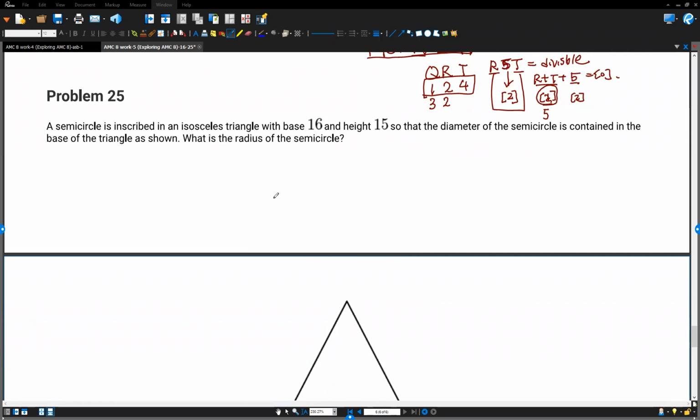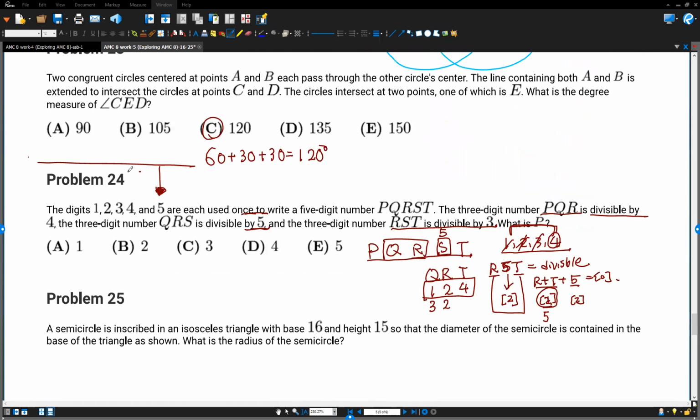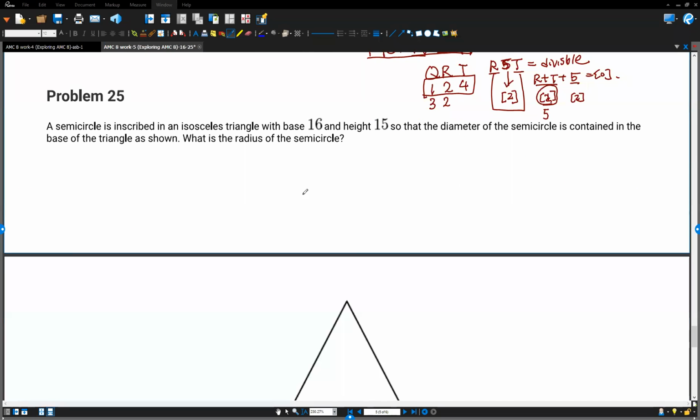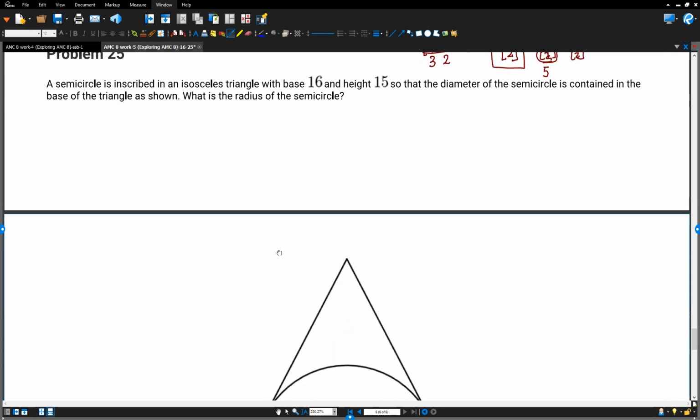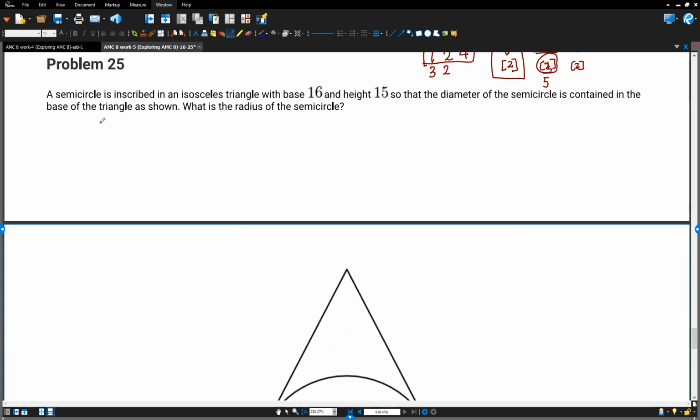Okay, so last time we did the number 24, that is work 5. We did up to 24. Now today we're gonna finish the last question, 25. All right, now everybody take a look over here, number 25.